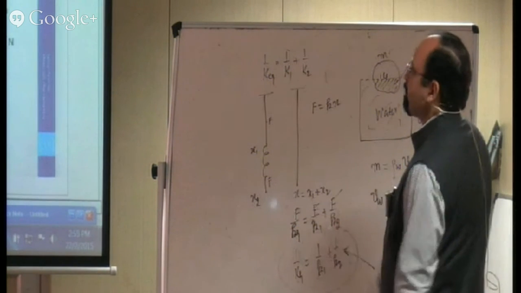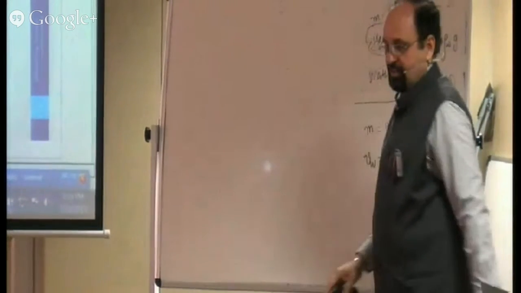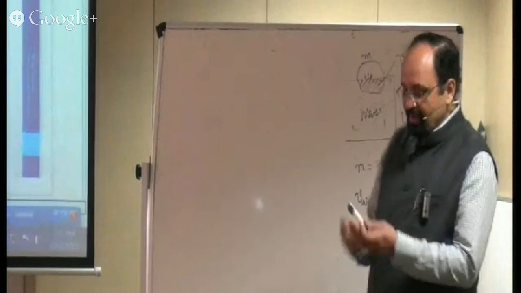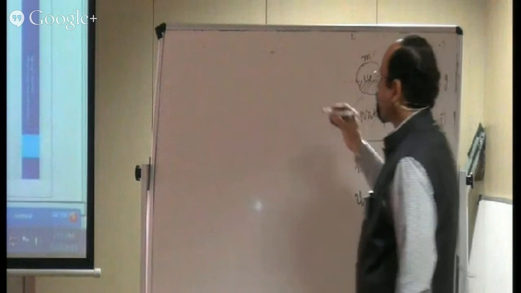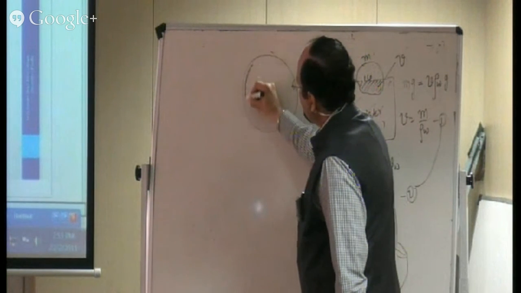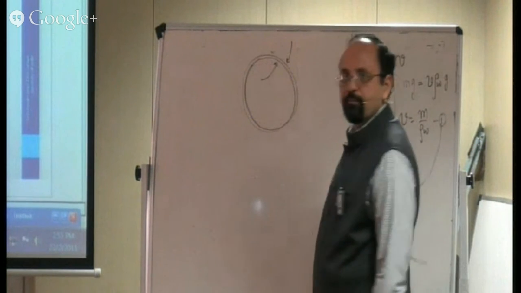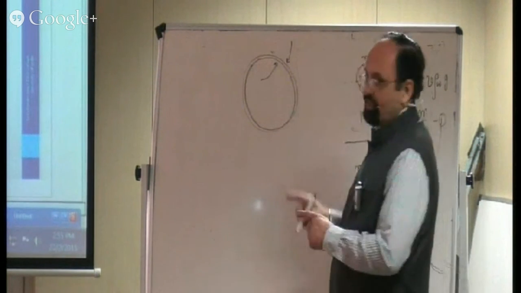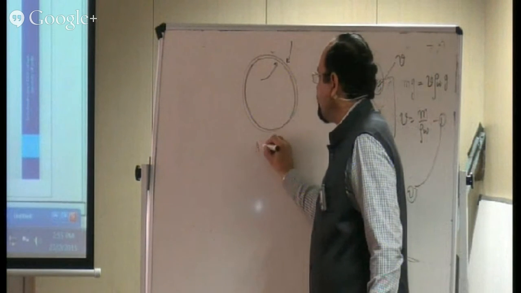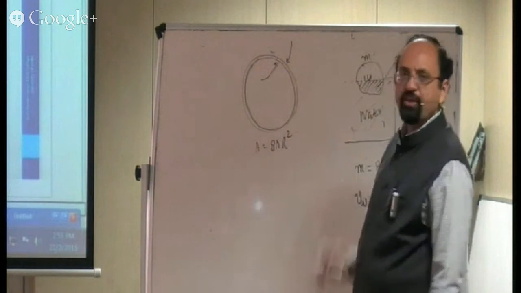Yeah, this one. The work done in blowing the soap bubble. See, here the main concept is that when you talk about a bubble, the surface does not have an area 4 pi r square, rather it has an area of 8 pi r square. See, a bubble has two surfaces. One is from the inner side, the other is from the outer side. So in fact, the surface area is 8 pi r square. Take care of this. This is very important.